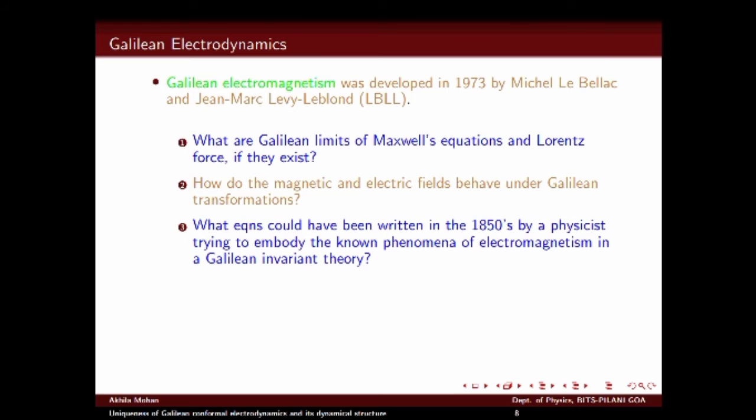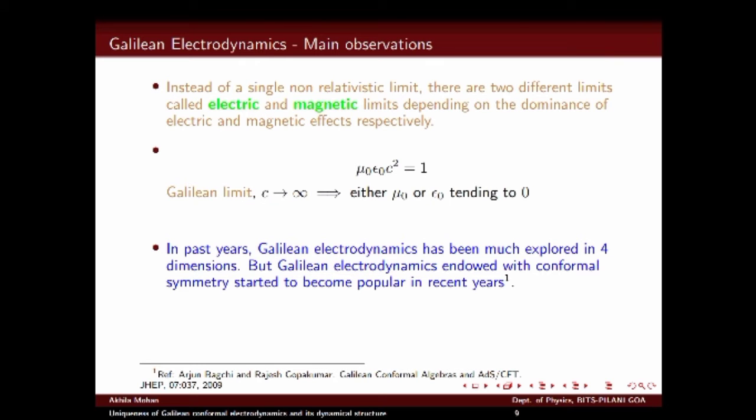Their observation was that, instead of a single non-relativistic limit, there are two limits, called the electric and magnetic limits, depending on the dominance of electric and magnetic effects. This we can see from here. In the equations, when c tends to infinity, we can take either mu_0 or epsilon_0 tending to 0. In past years, Galilean electrodynamics was explored in 4 dimensions, but Galilean conformal electrodynamics started to become popular only recently.